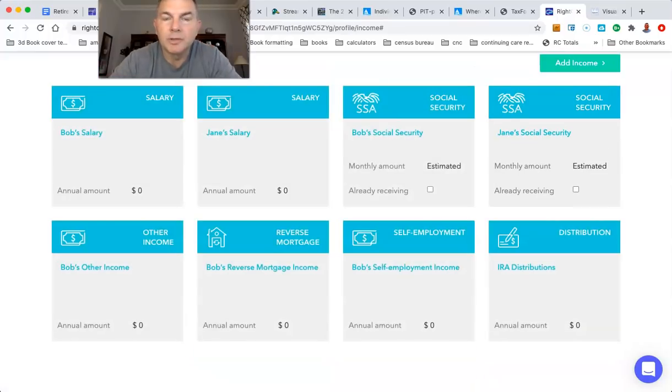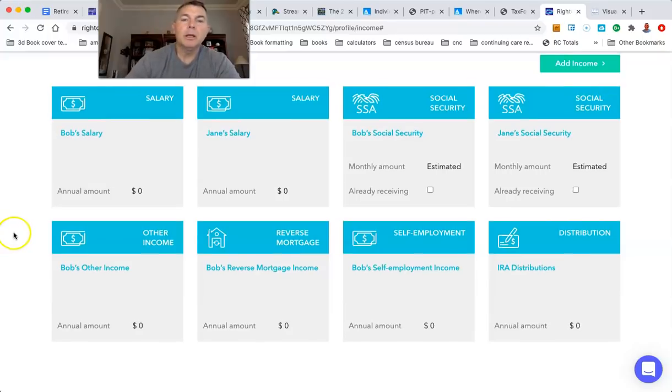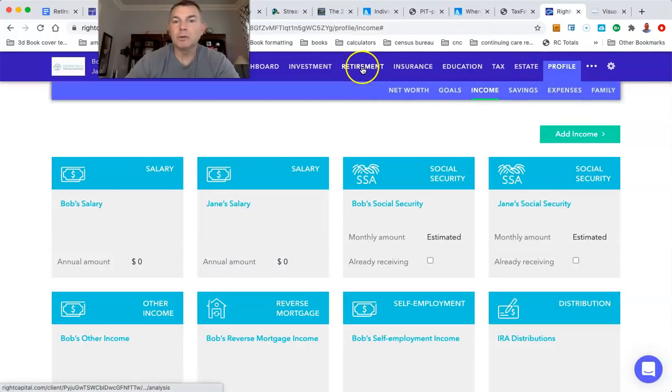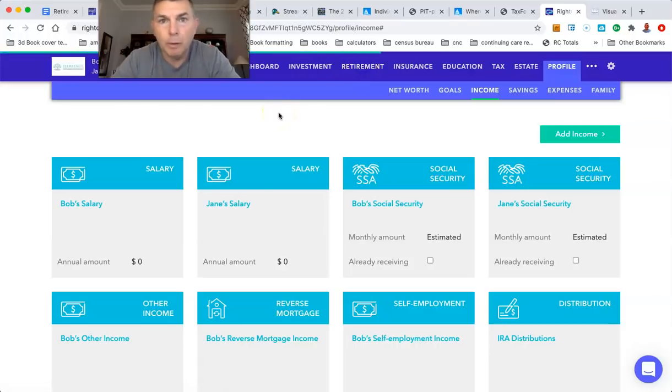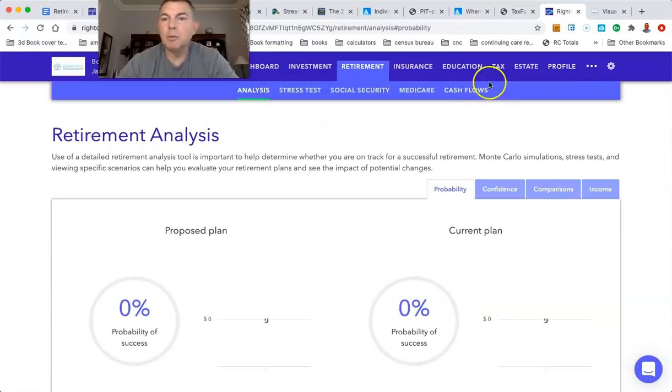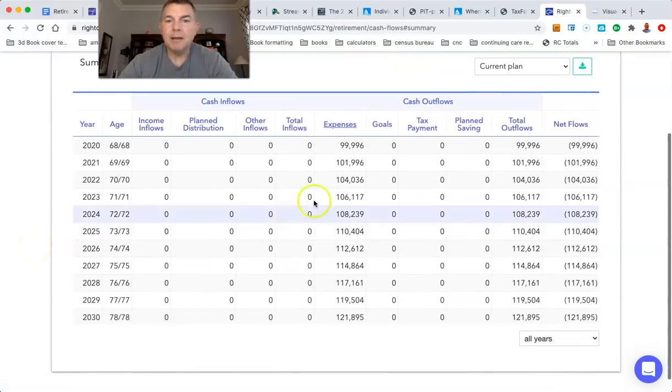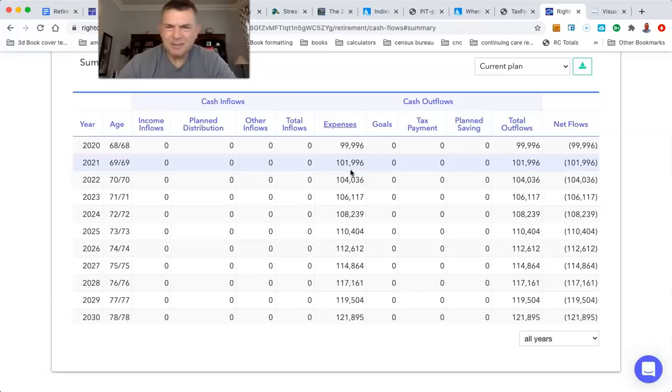They've got $1 million with no cost basis in a taxable account, not an IRA. How's that going to work? So we're going to go to retirement, and don't worry that they'll run out of money. That's not what we're trying to show here. All right, so they ran out of money, but let's go to the cash flows, and you'll see they have 100,000, still not quite out.